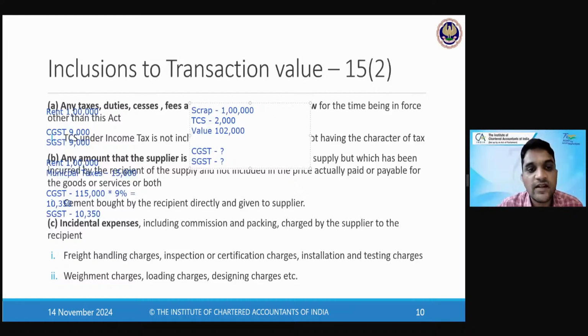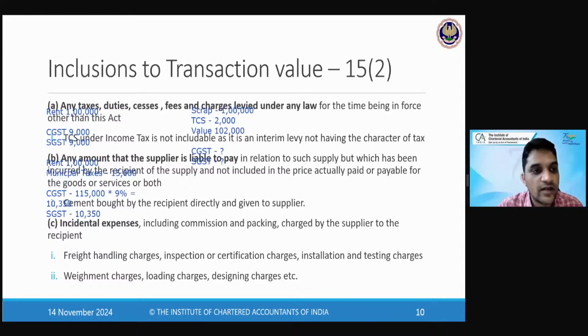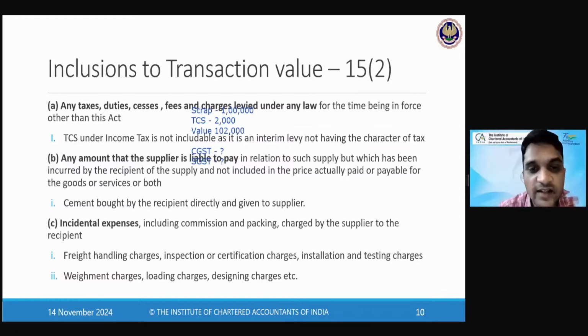No. That is where this circular is coming in and saying, "Baba, what do you do?" TCS under income tax is not includable as it is an interim levy not having the characteristic of a tax. So it's saying that TCS under income tax is not to be included as it is an interim levy which is not having the characteristics of a tax.